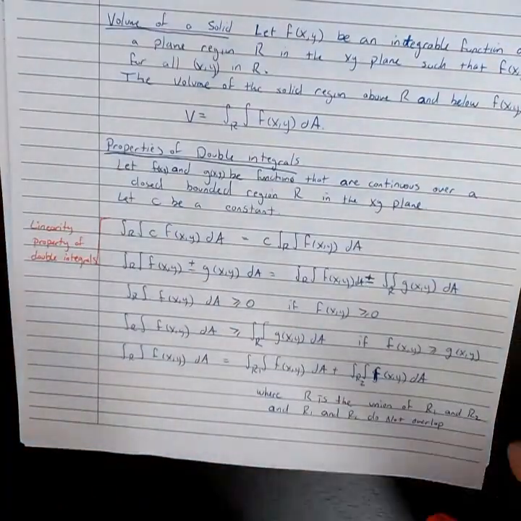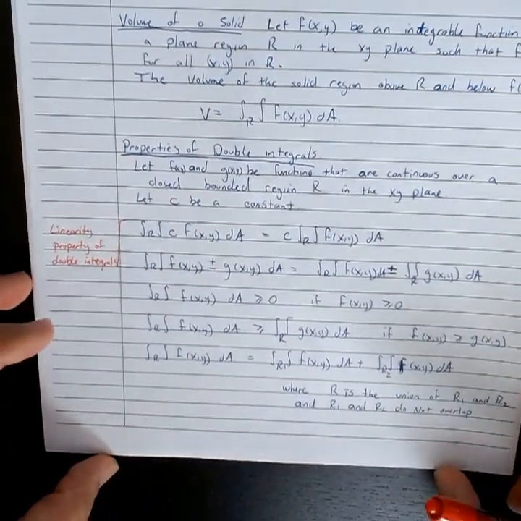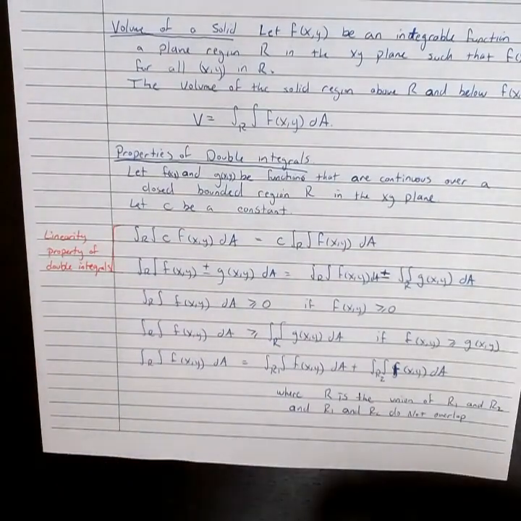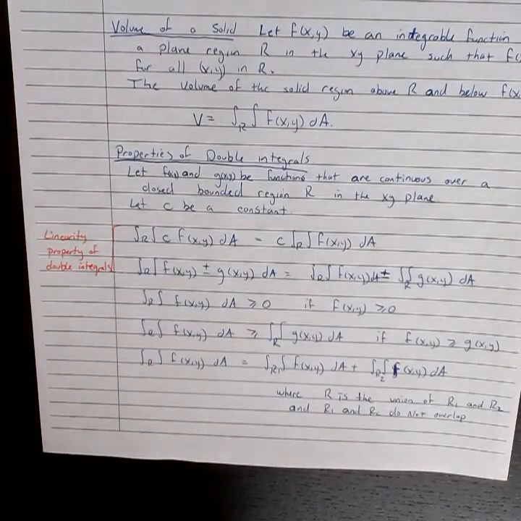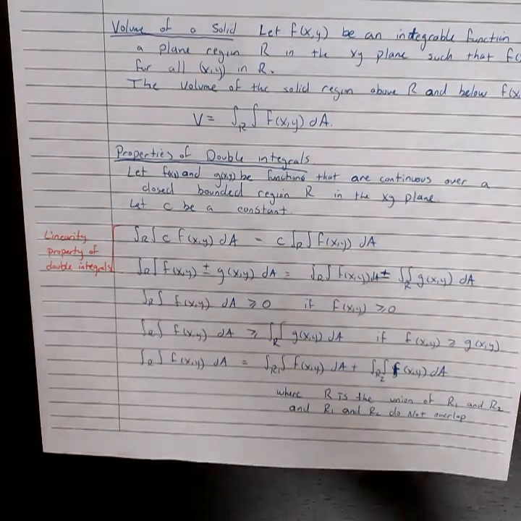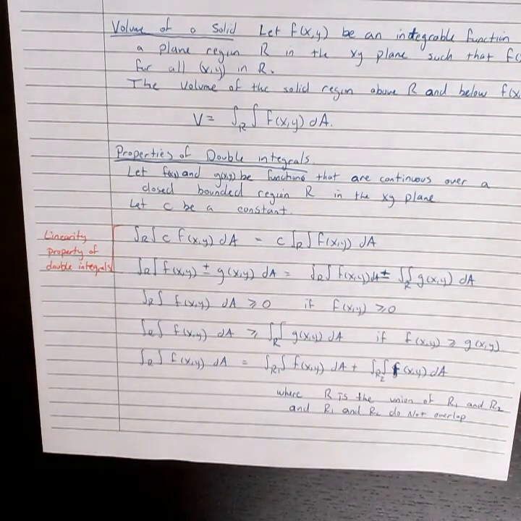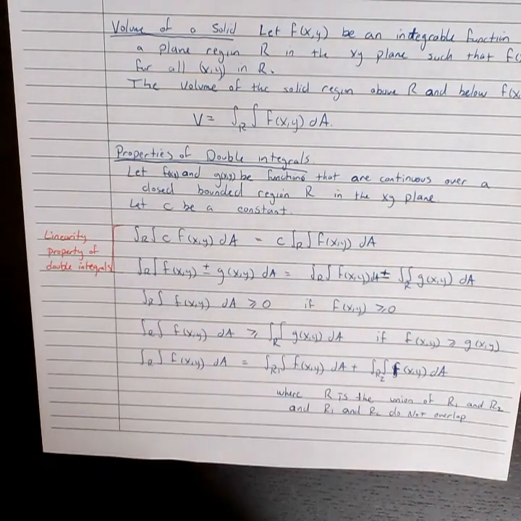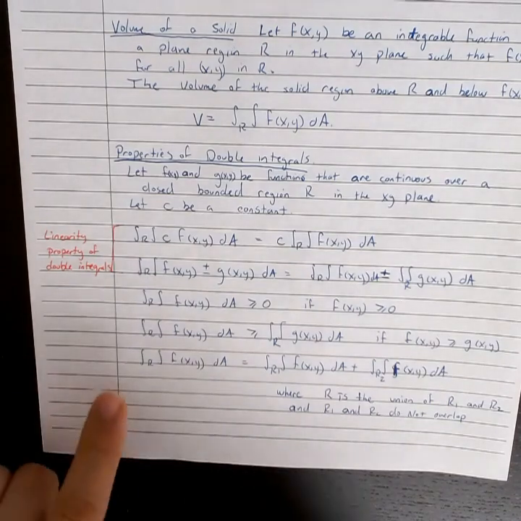Going back all the way to Cal 1 through Cal 2 and even in the beginning of Cal 3, we've heard this phrase over and over again. Linearity is one thing that we love because it makes a lot of computations simple. We can separate things out into smaller component pieces. The derivative is a linear operation, the integral is a linear operation, and now the double integral is also a linear operation, which is going to make things very, very nice to compute.